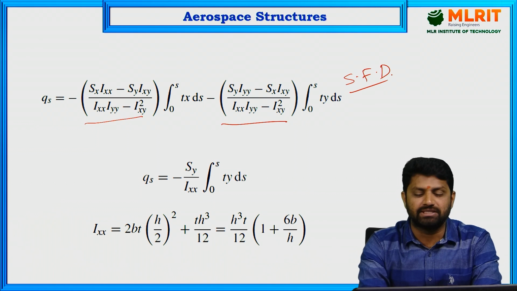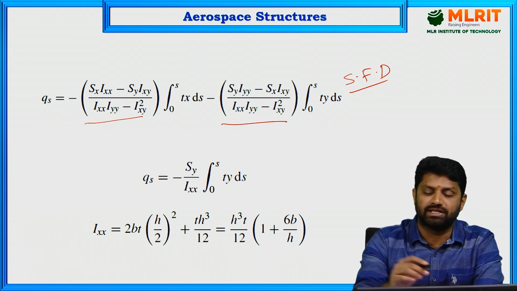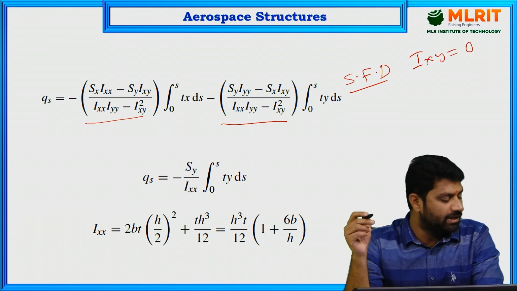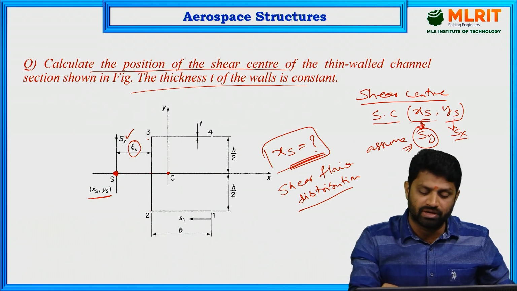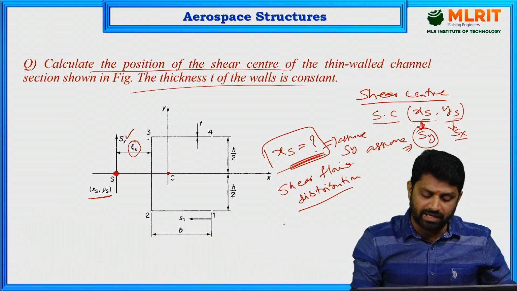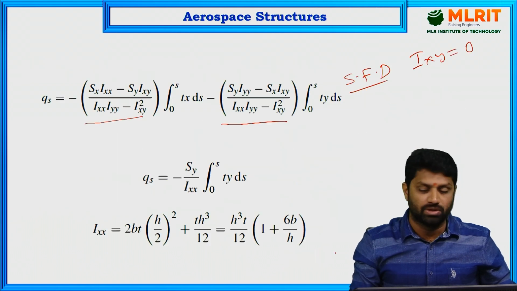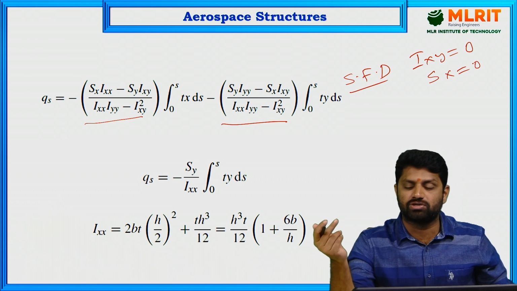Now out of this formula, and our diagram which is given, the channel section has an axis of symmetry, so you can substitute Ixy equal to 0. To calculate the horizontal position of shear center, we are assuming a vertical load Sy, and Sx is not required, so you can consider it as 0. Okay, so in the analysis you can consider Sx also equal to 0 because it is not required.